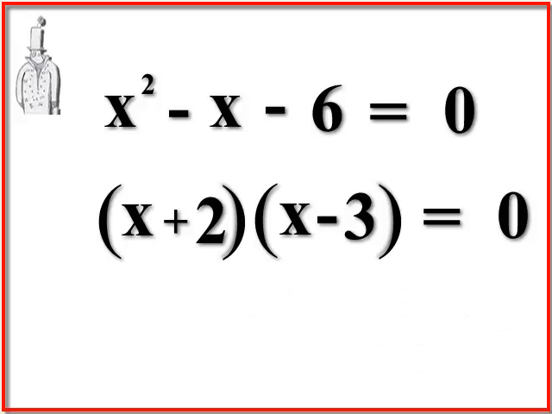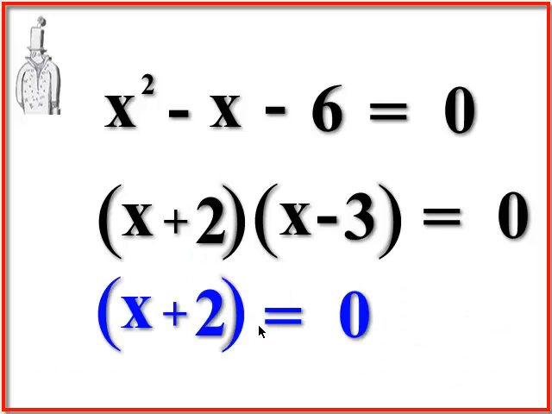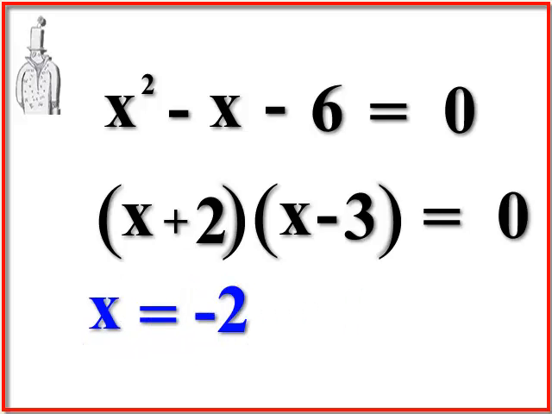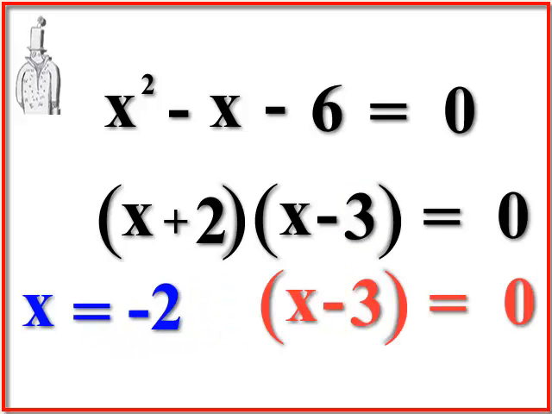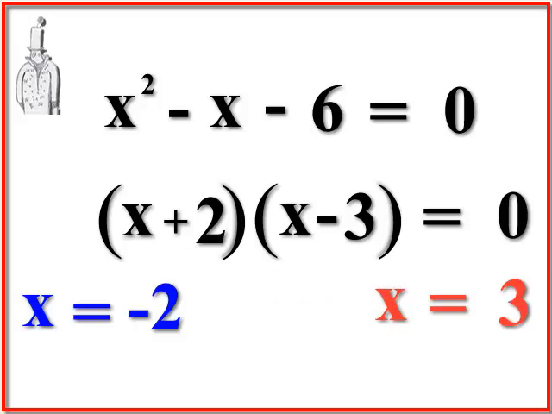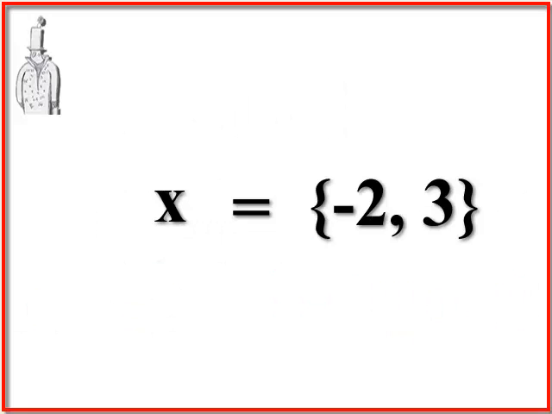Then to go ahead and solve for x, we just pretend each one of these is equal to 0 because of the zero product rule. 0 times anything is 0. So for this one, x was negative 2. That would be an answer. For this one, x would be positive 3. That would be an answer. So there are our answers.